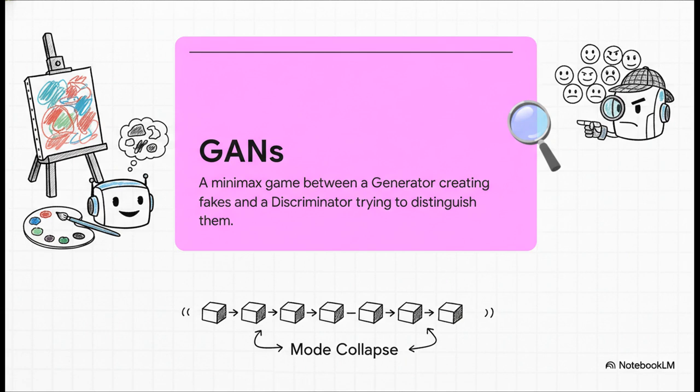But the big problem here is something called mode collapse. That's when the forger finds one single fake that always fools the detective and just starts making that same thing over and over and over again. All the creativity is just gone.